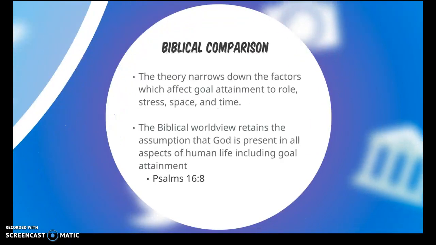In terms of biblical worldview, the main difference that we found was that King's theory narrows down factors that affect goals and goal attainment to only 4, which are role, stress, space, and time. And this has really no similarity to the biblical worldview because she doesn't define spirituality or the influence of God anywhere in her theory.